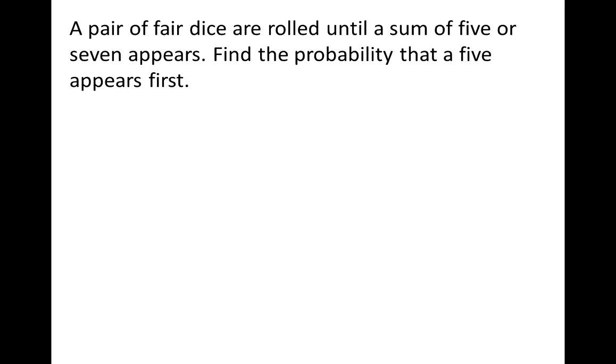Now let's see another example on the second topic, independence. We have learned how to prove the independence of events in the previous lectures and tutorials. But how could we apply the independence concept when solving problems? This example will show that to you. A pair of fair dice are rolled until a sum of 5 or 7 appears. Find the probability that a 5 appears first.